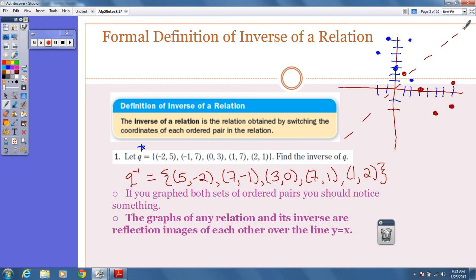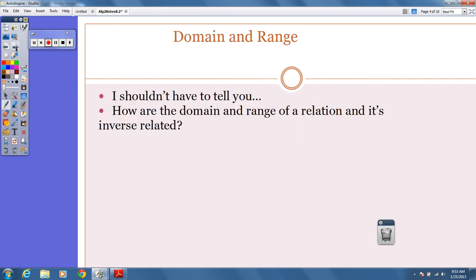Okay? They are related. They are reflection images of each other over the line y equals x, which makes sense because we switched the x and y. So if I were to graph them, shouldn't their coordinates flip over that line? The answer is yes. I shouldn't have to tell you then domain and range. How would they be related?